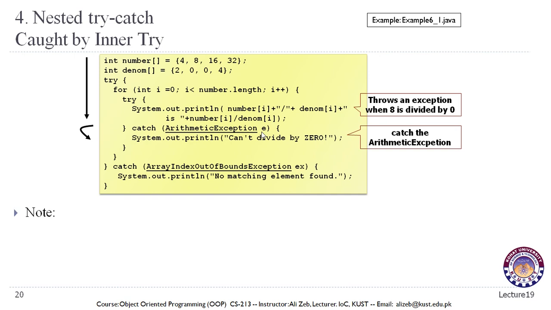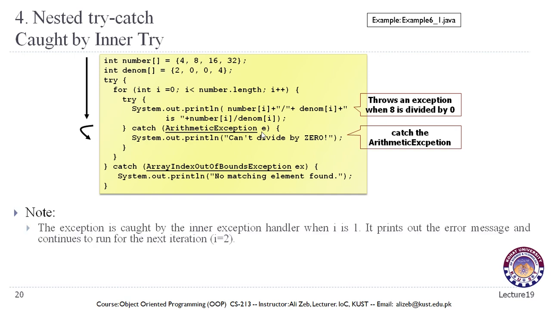The points to note here are: the exception is caught by the inner exception handler when I is 1. It prints out the error message and continues to run for the next iteration. So when I is equal to 2, the number at index 2 in the number array is 16. The element at index 2 in the array denom is 0.